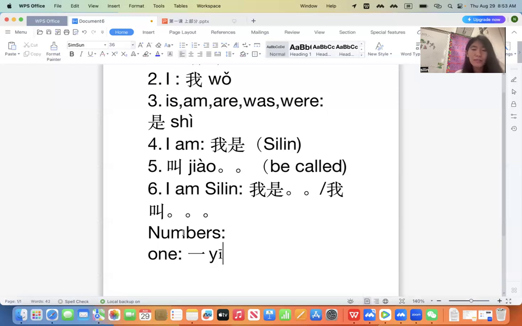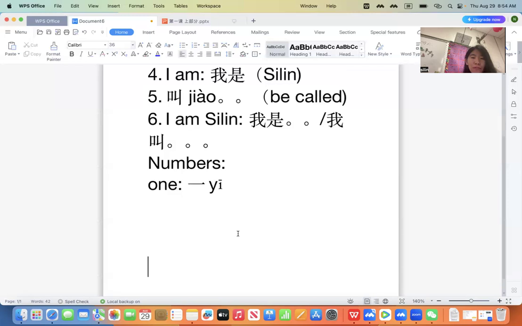yī, the first tone. Did you see the straight line above the letters? That's our tone. Okay. If you haven't learned about the tone, we are going to learn it right now. I just want to give you this example, phonetics. yī. In Chinese, we have 4 tones.